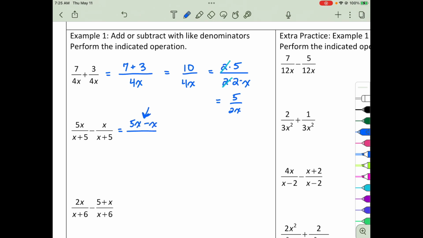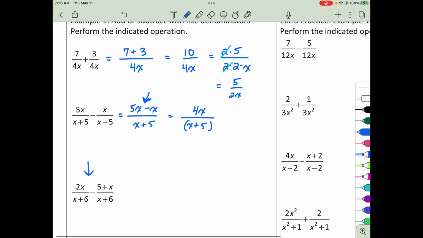Now for the next one, I'm going to have 5x minus x, and I encourage that you write it like this first before just doing the subtraction. And you'll see why when we get to this example down here, over x plus 5. And now I can do 4x over x plus 5. I cannot factor my x plus 5, so that stays together, which means I cannot cancel anything.